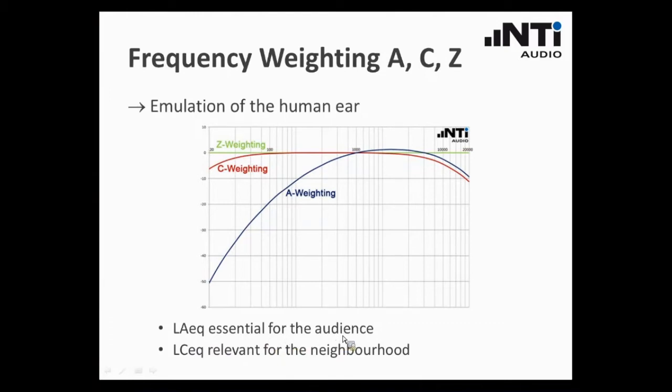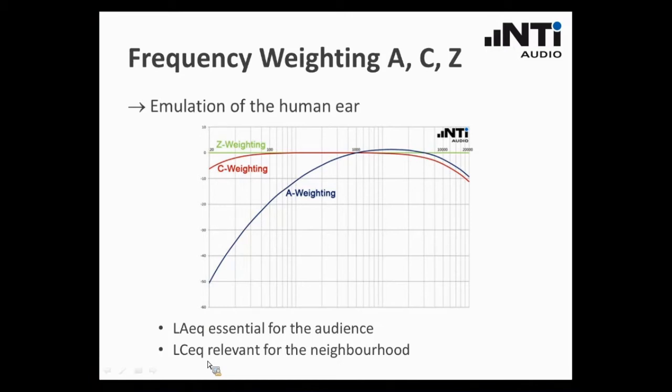On the other side, imagine a concert hall, and I guess you know that especially low frequency sound propagates better than high frequency sound, which means that outside this concert hall, you would rather hear the low frequency sound. And because the C weighting better reflects, or dampens to a reduced amount, these low frequency components, the LCEQ is more relevant for the neighborhood.